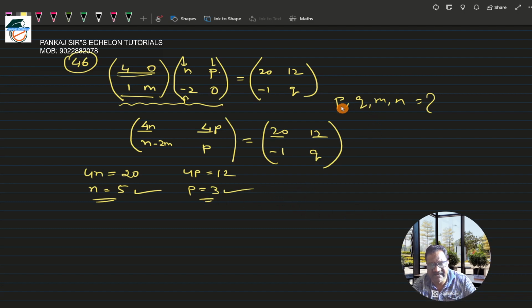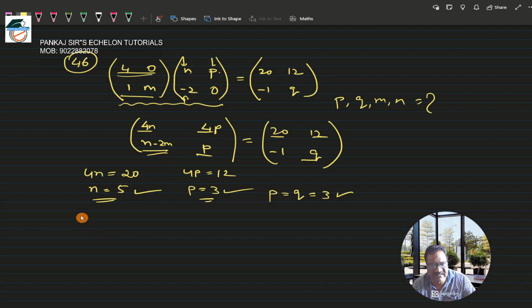Okay, and I got p. Now I'm left with q and m. Okay, now what happens, these two are equal, p and q. P is equal to q, and since I have found out p, which is equal to 3, so my q will also be equal to 3. So I got my q also equal to 3. P is 3, q is 3, n is 5. Now I am left with only m.